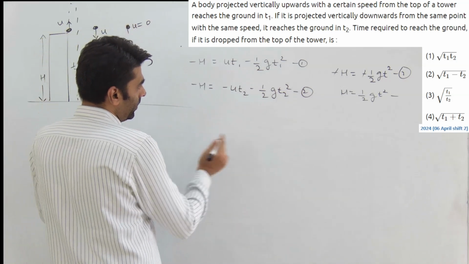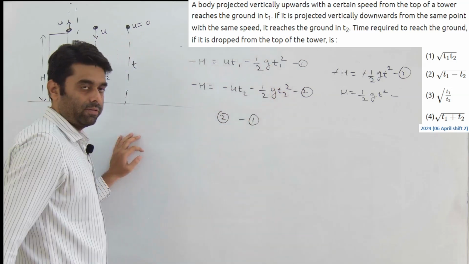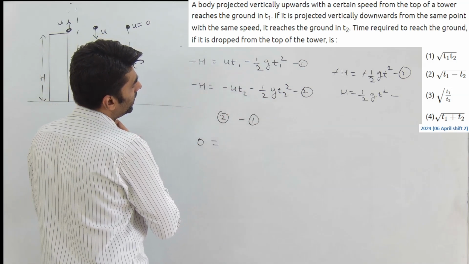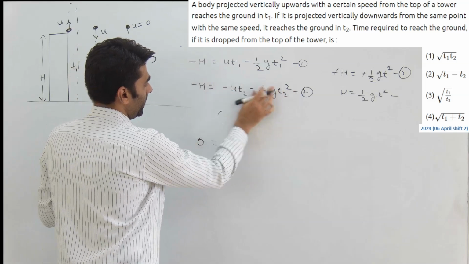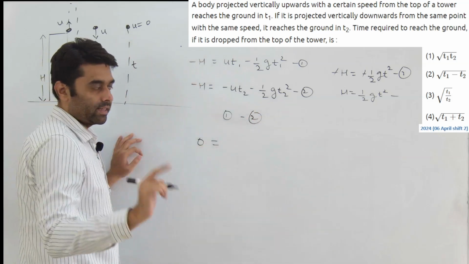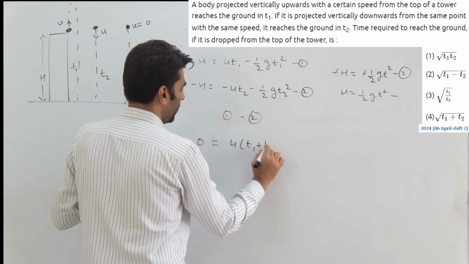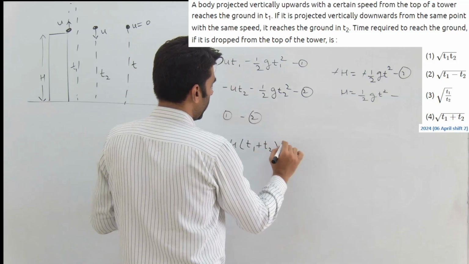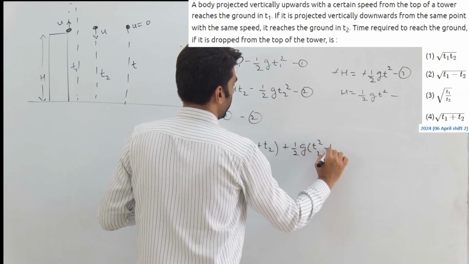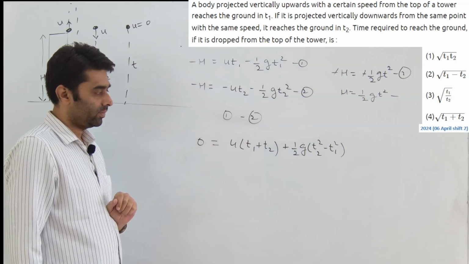What I will do is, let's say 2 minus 1. Or let's take 1 minus 2, that will be better. If I do 1 minus 2, the LHS side anyways is 0. This will be your u of t1 plus t2 plus half g t2 square minus t1 square. Please take a look. 1 minus 2 I have done over here, right?